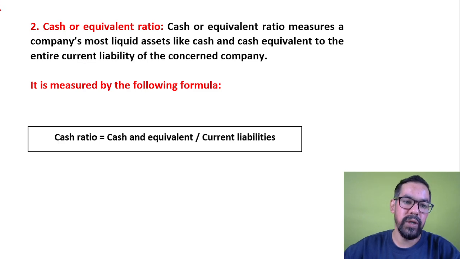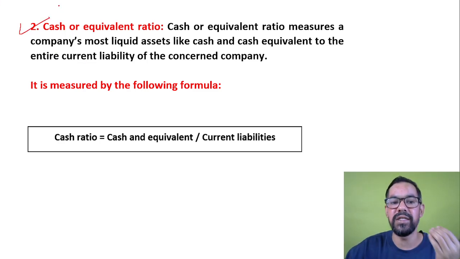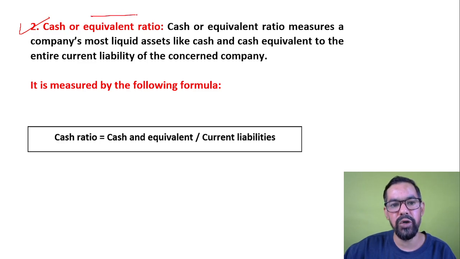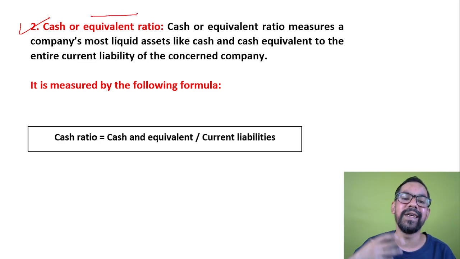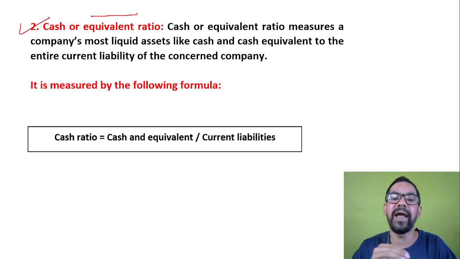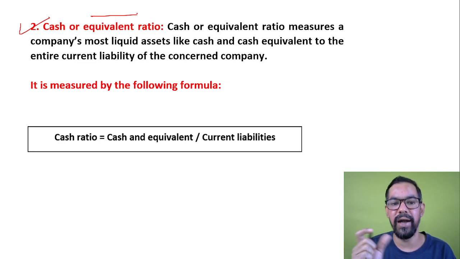Next ratio under liquidity ratios is the cash ratio, or cash and equivalent ratio. Cash, you understand what it is. Equivalent is something we can easily convert into cash, like marketable securities, which can be converted into cash in a very short time duration. So that is equivalent.